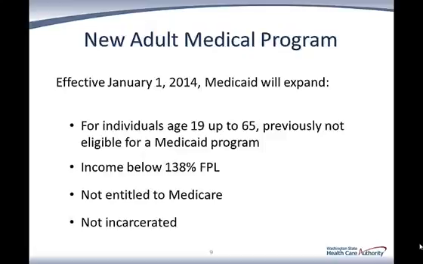This new medical program includes adults, such as parents who have dependent children, but previously did not qualify for Medicaid coverage as their income was above the family Medicaid standard. This new adult group will also cover adults, such as a young adult entering the workforce or a 50-year-old with grown children, both who have income under 138% of the federal poverty level.